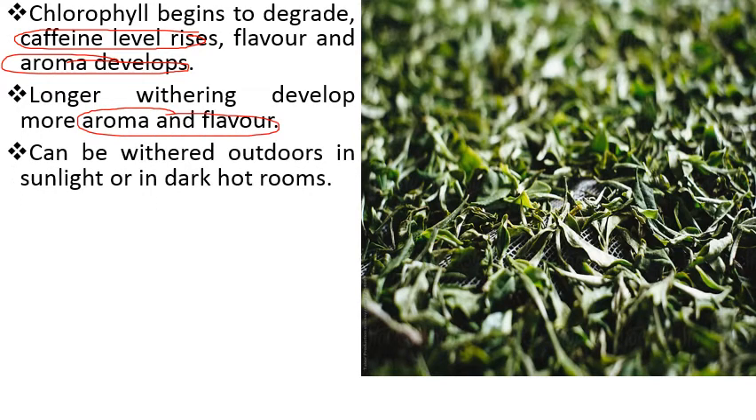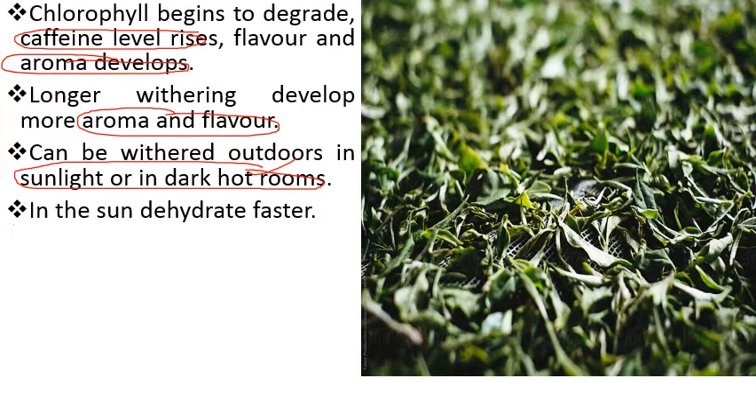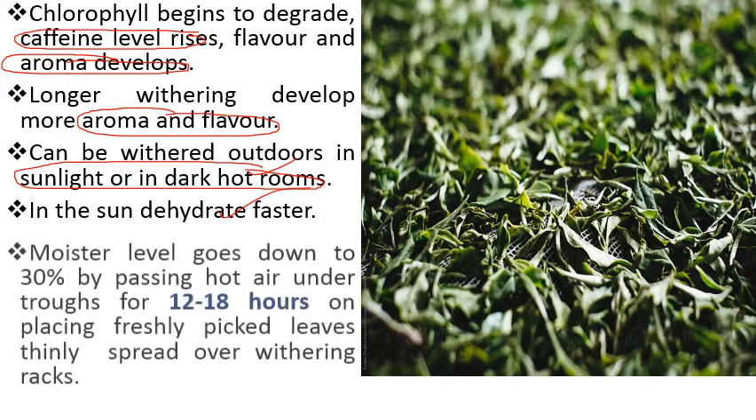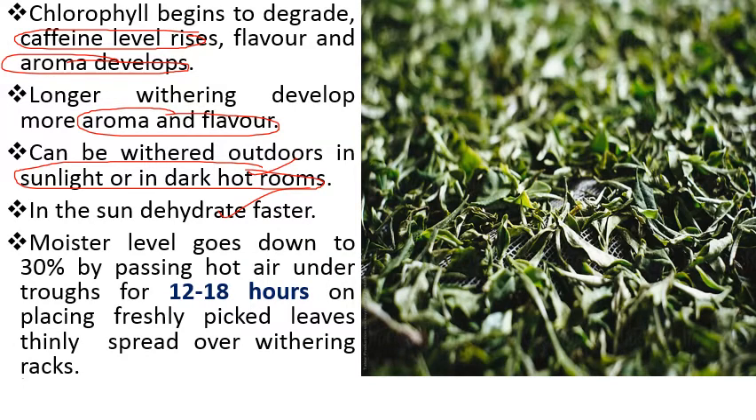Tea can be withered outdoor also in sunlight or dark hot rooms. We can wither it in outdoor conditions too, meaning reduce the water content in leaves. In the sun the leaves dehydrate fast. The tea leaves dehydrate more quickly in sunlight. And the moisture level goes down to 30% by passing hot air under trough for 12 to 18 hours.